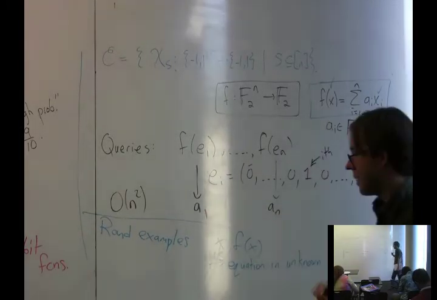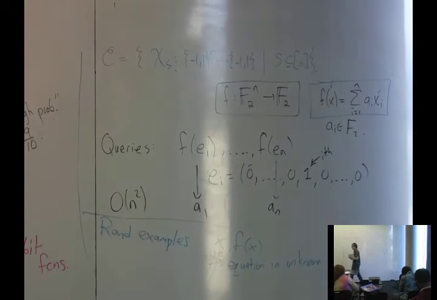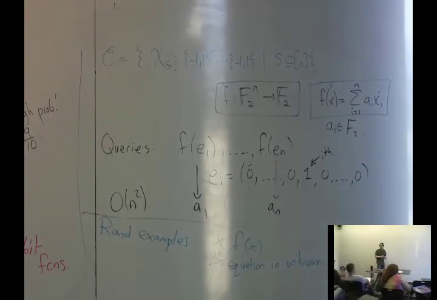And if we, let's say, did n random examples, we would have n equations in n unknowns. And we might hope that they were linearly independent. And if they were linearly independent, then we could solve them and recover the ai's.